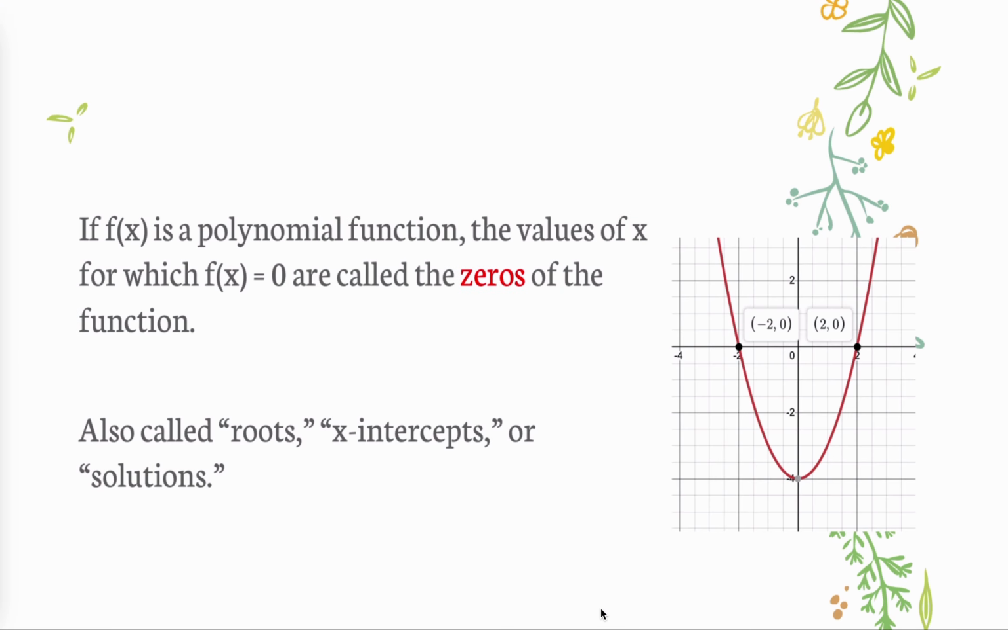If f of x is a polynomial function, the values of x for which f of x equals 0 are called the zeros of the function. Look at this, here's a graph. Zeros. Zeros can also be called roots, x-intercepts, or solutions.